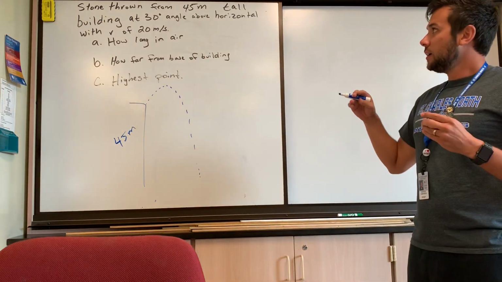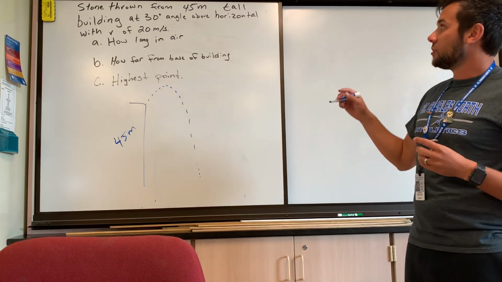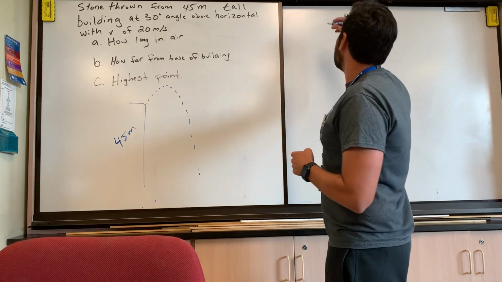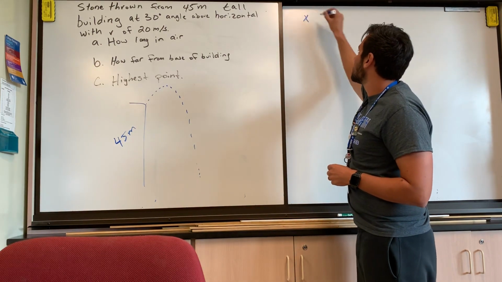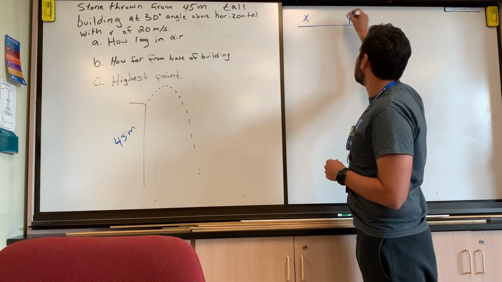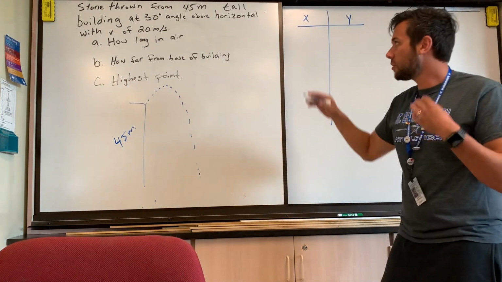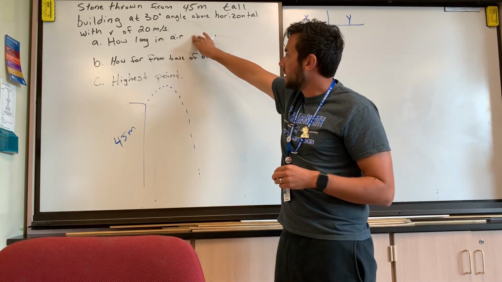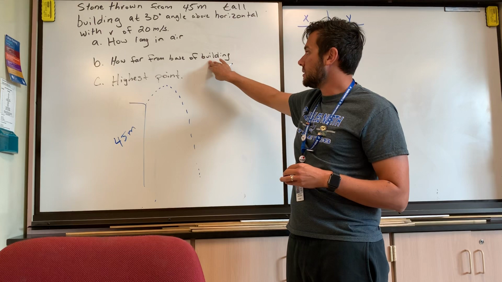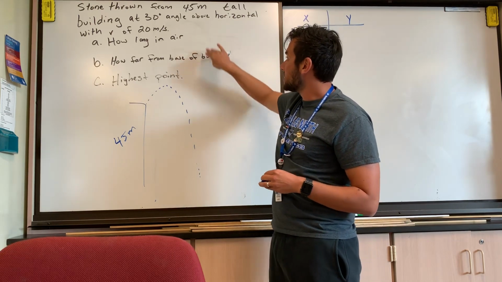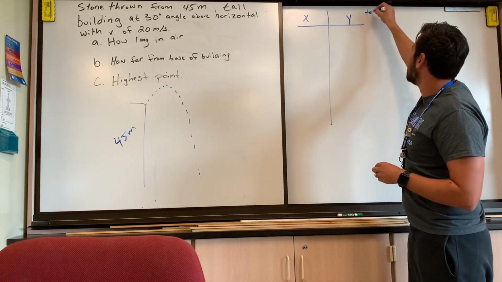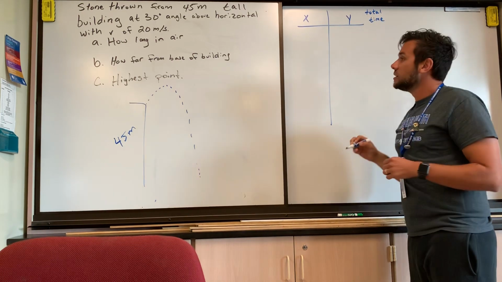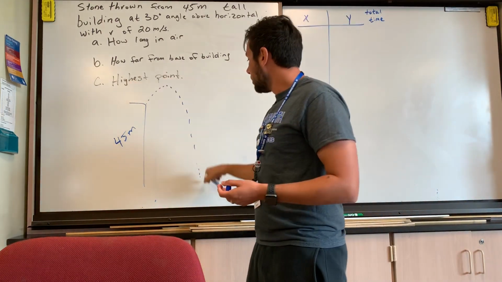The first thing we're going to do is look at what our two components are. As always, we want to make sure that we know our x and our y values, and we're going to see what we need to figure out here. The first two are how long the stone is in the air and how far from the base of the building it is going to land. Those two are all about the total time or distance, what's happening the whole time the ball's in the air.